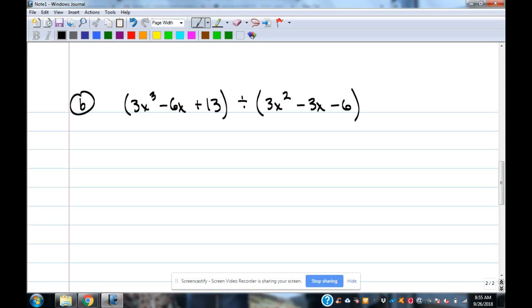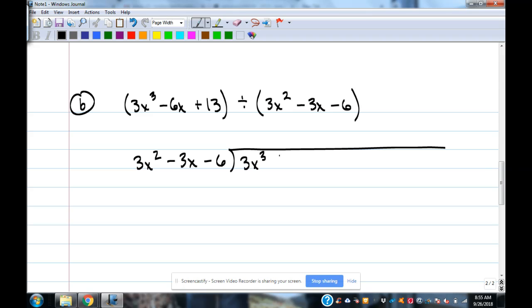The first example we can actually do with synthetic division, and I'll show you how to do that in a little bit. But if the divisor has an exponent bigger than 1, then you have to do long division. There's no synthetic division for that. All right, so let's set this one up. So we've got 3x squared minus 3x minus 6 on the outside. On the inside, you've got 3x cubed.